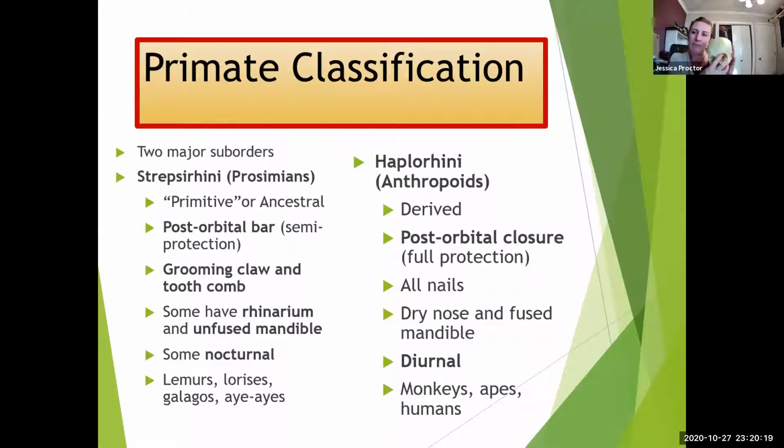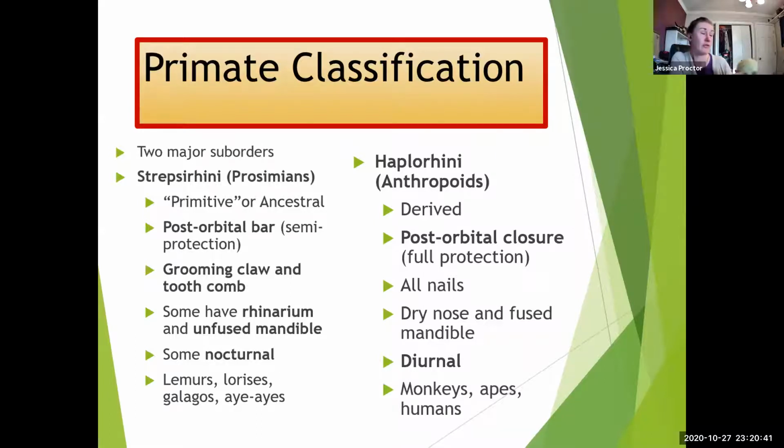And then what you're seeing here inside the orbit, so we have full post-orbital closure. So that means we have bony material that is completely protecting our orbits. But if you were looking at a prosimian, a strepsirrhine, you would see an opening here. Okay, I have a picture for you here in a moment. So also the prosimians, the strepsirrhines, are going to have a grooming claw and a tooth comb.